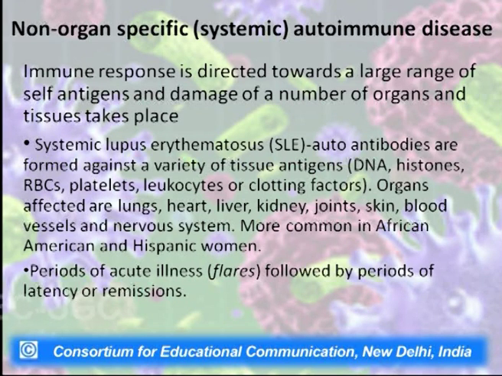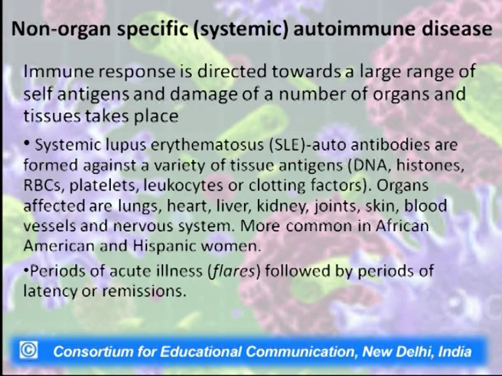For example, systemic lupus erythematosus or SLE or lupus as we call it. Here what happens, the autoantibodies are formed against a variety of tissue antigens which could be DNA, histones, RBCs, platelets, leukocytes or even the clotting factors. Now, organs affected are multiple. They could be lung, heart, liver, kidney, joints, skin, blood vessels, nervous system. So, lupus is occurring in a systemic manner. It is more common in African American and Hispanic women.